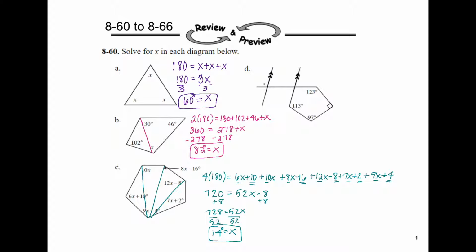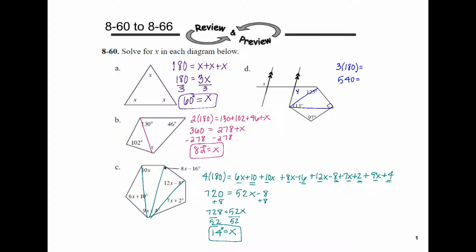When we are looking at question D, we have a polygon that is made up of 3 triangles, so 3 times 180, which equals 540.